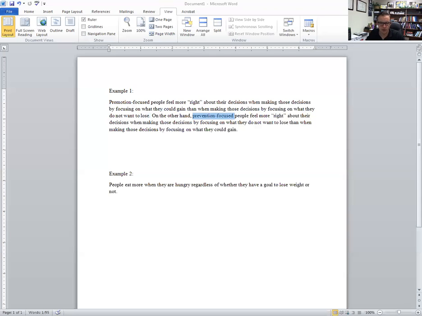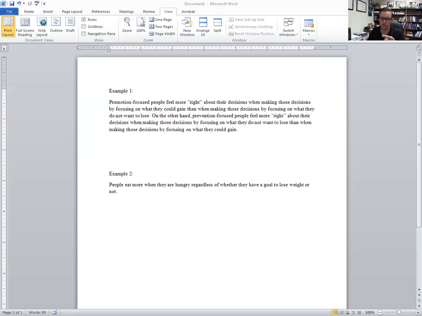Okay, now let's go back to the example. So we've got a line for promotion-focused people. Let's first just draw our line for the promotion-focused people. So they feel more right about their decisions when making those decisions by focusing on gain than when focusing on avoiding loss. So let's go back over here. So let's make a dot. So feelings of rightness for promotion-focused people are higher when focusing on gain than when focusing on loss.